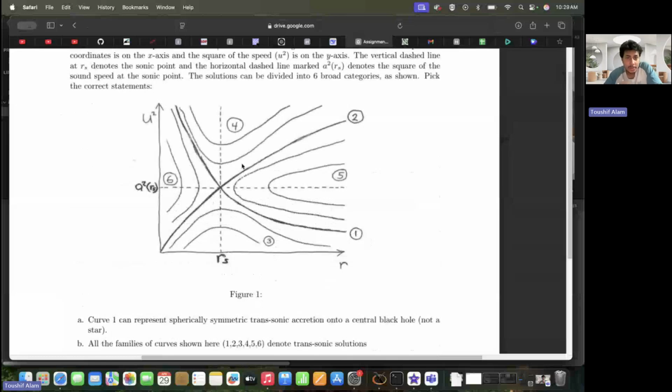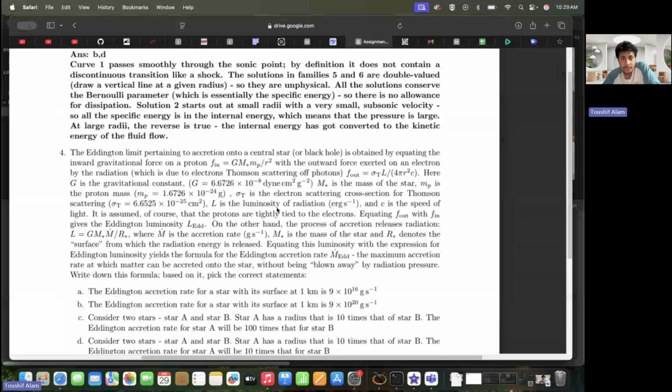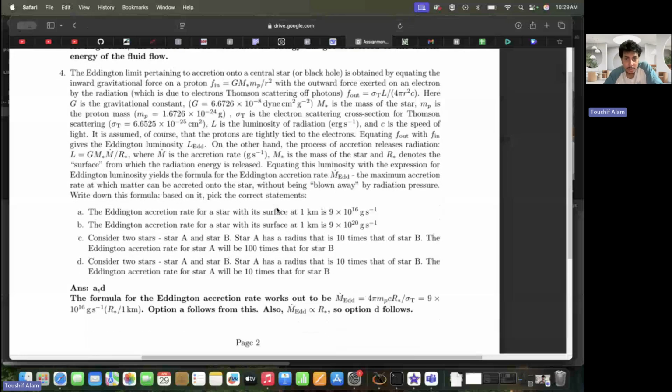The Eddington limit pertaining to accretion onto a central star or black hole is obtained by equating the inward gravitational force on a proton, G M m_p by r squared, with the outward force on an electron by the radiation. You can read off the accretion rate for the star surface. So the accretion rate is needed. The accretion rate M dot is 4 pi m_p c R_star by sigma_T.